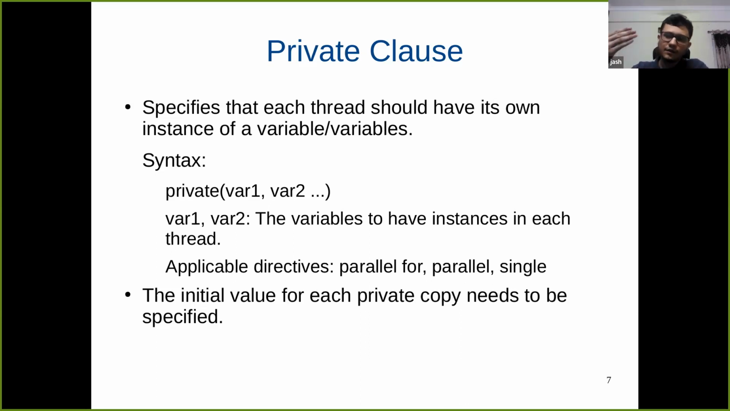We saw this, right? If you don't specify the initial value, it will take some random value or zero value, which was the case for us. That was some random value, and not the one that is specified in the shared scope or the serial region that we saw. So this is about the private clause.